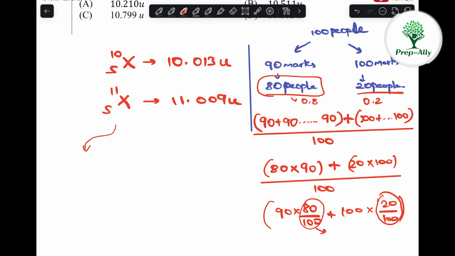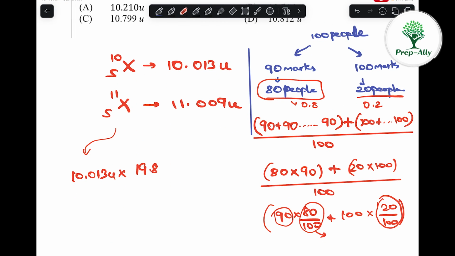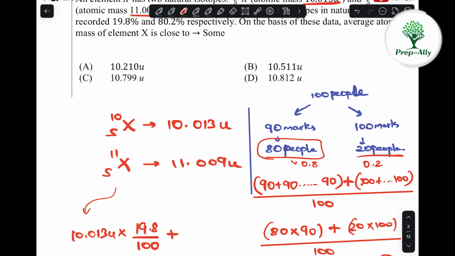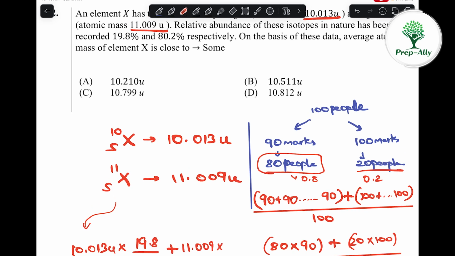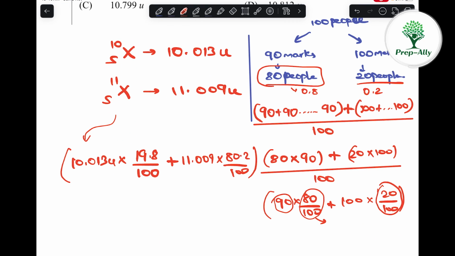The same thing I can do here. This is the real mass, the real atomic unit, and how many of them? 19.8 percent, so I have to write it as a by 100 fraction, right? So 10.013 into 19.8 divided by 100 plus 11.009 into 80.2 divided by 100. That's all. So this is going to give you the average atomic mass.